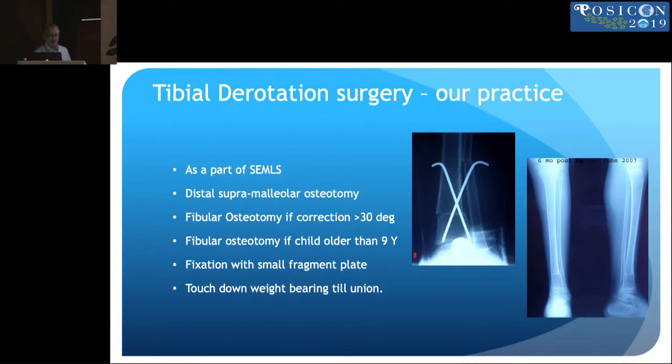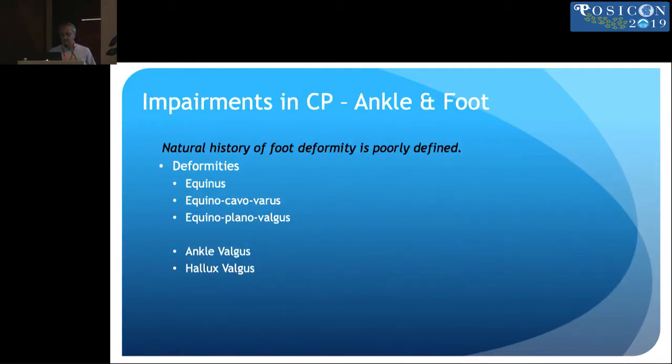What is our practice? We usually do it as a part of SEMLS. We use a distal supramalleolar osteotomy, and we use a fibular osteotomy if correction is over 30 degrees, or if the child is more than 9 years. And we usually use a small fragment plate. Now, this is one of the few instances where we have used a wire, just to show you that there is a valgus alignment and overall healing is in valgus. So there is some substance in what most people say about cross K wires.